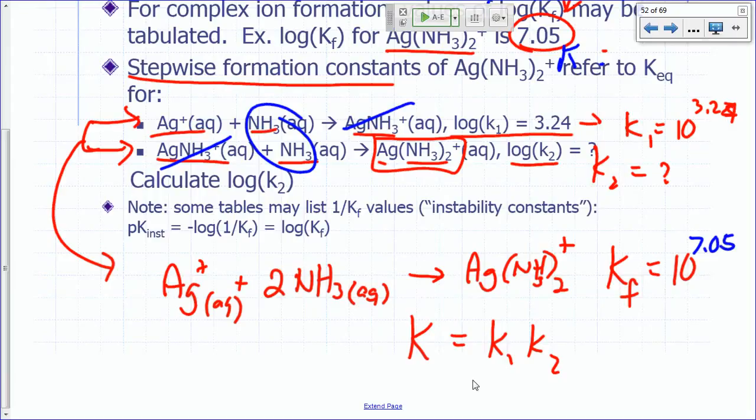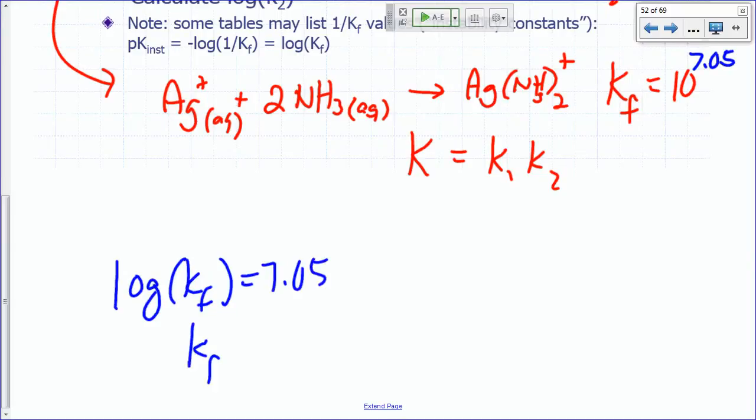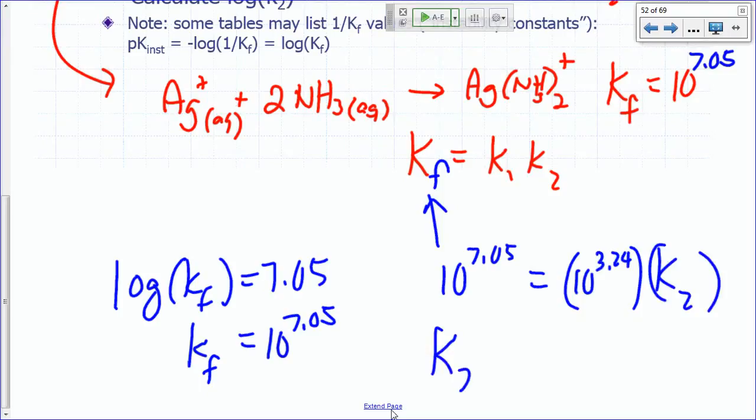If you're given log of Kf, how do you solve for Kf? Here, log of Kf for the overall reaction is 7.05. Therefore, Kf equals 10 to the 7.05. So Kf, 10 to the 7.05, is equal to K1, which is how much? 10 to the 3.24, times K2. So you can solve for K2.